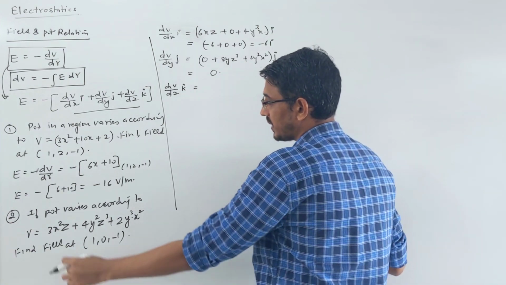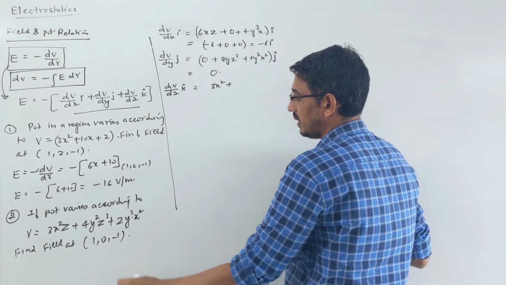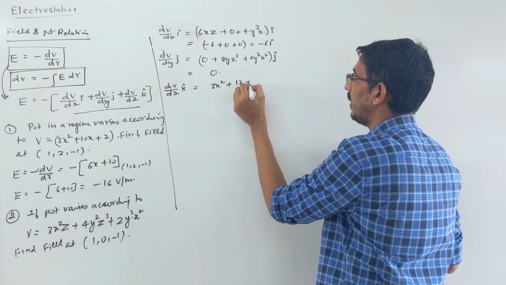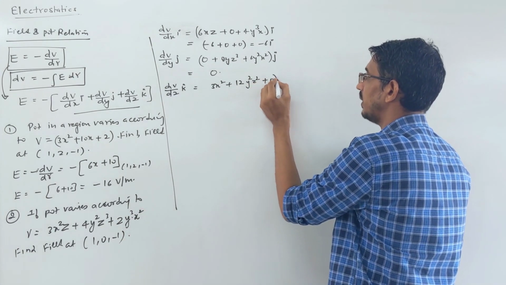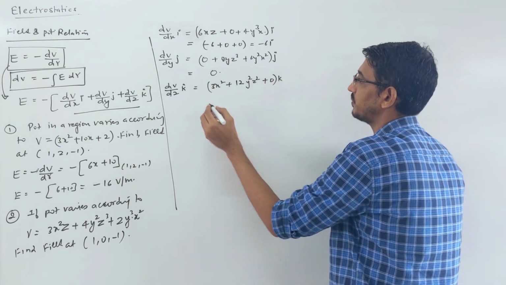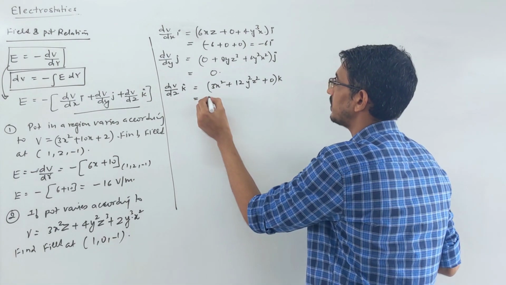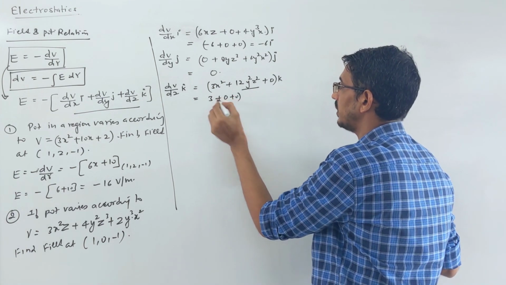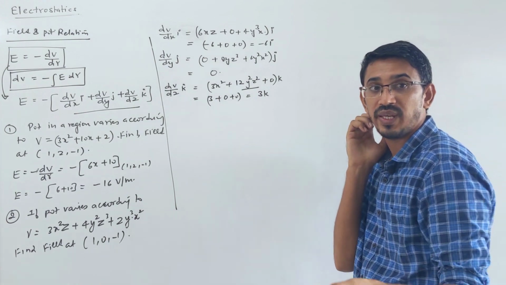So with respect to z you're doing, so this becomes 3x square plus, here z is there, so it becomes 12y square z square. No z here, so 0, and this direction is k direction. So let's put the value, x is given 1, so that becomes 3. y is given here, so 0, 0 plus 0, it means the answer here is 3k.